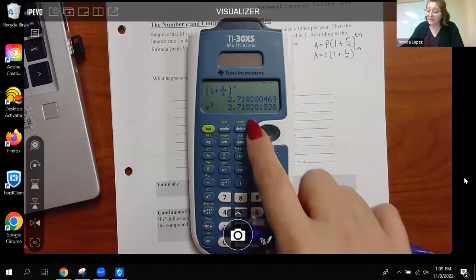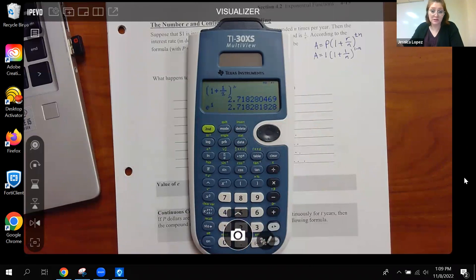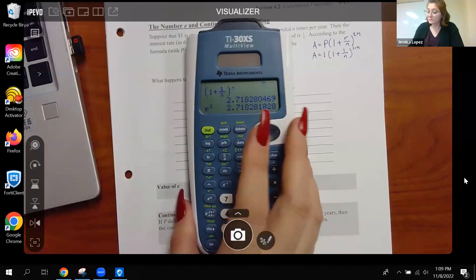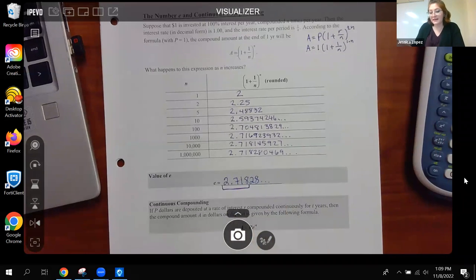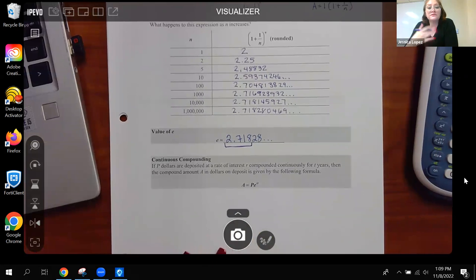2.71828, and it doesn't keep staying 128, because after this 28, it starts using other decimals, okay? So I know that it looks like it's a repeating decimal, but it's not. It just looks like that, those first few decimals. And then after that, it just starts going crazy. Okay. So that was just for us to kind of see where this E is coming from.